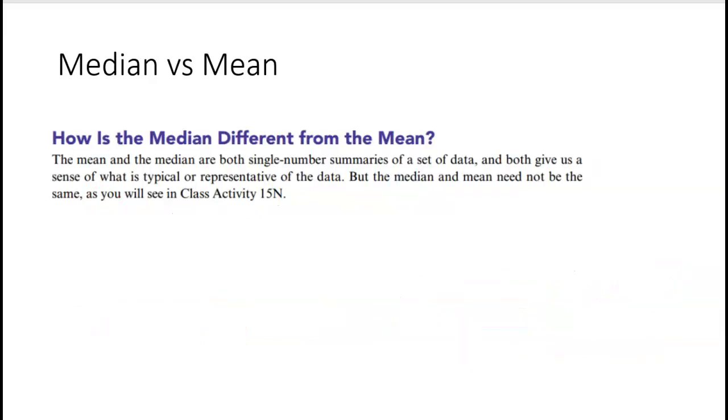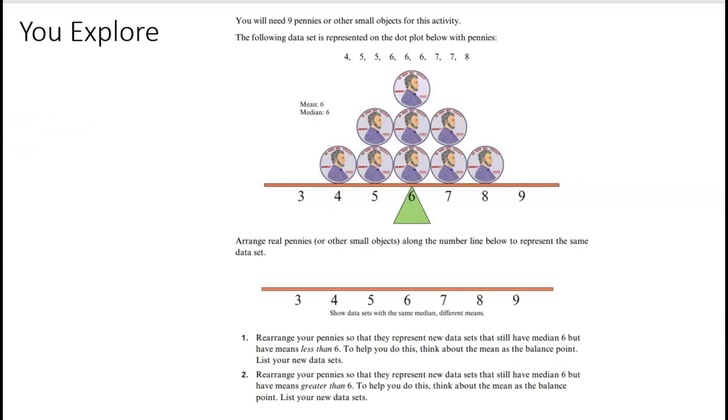So what is the difference between the median and the mean? The mean and the median are both single number summaries of a set, and they give us a sense of what is typical, but they might not be the same, and you're going to see that in the next exploration. So go ahead and complete this exploration, press pause, and then press play when you're complete.